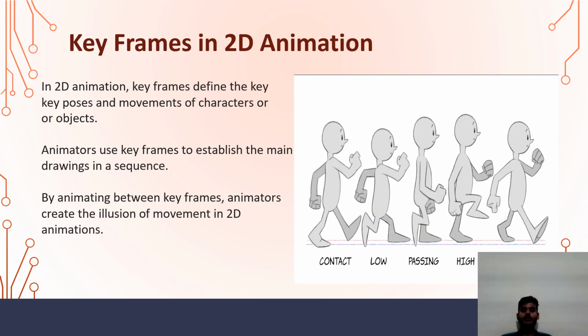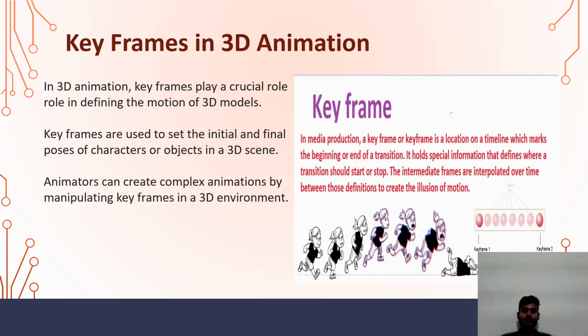Keyframes in 2D animation. In 2D animation, keyframes define the key poses and the movement of the character or object. Animators use keyframes to establish the main drawings in a sequence. By animating between the keyframes, animators create the illusion of movement in 2D animation.